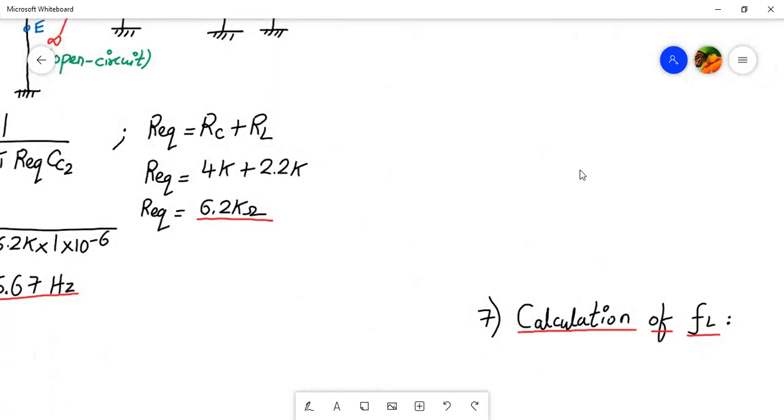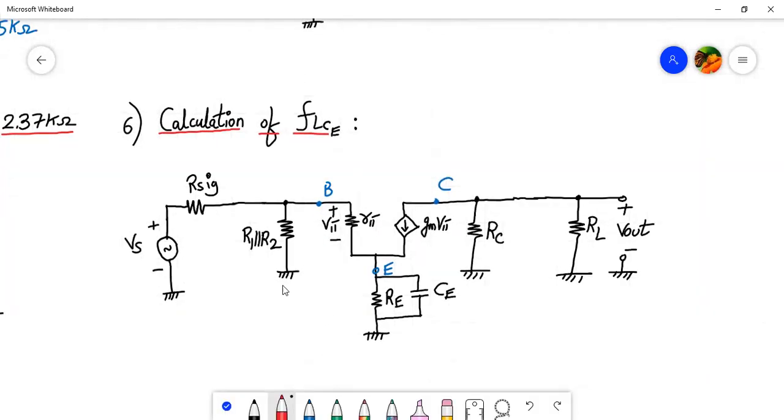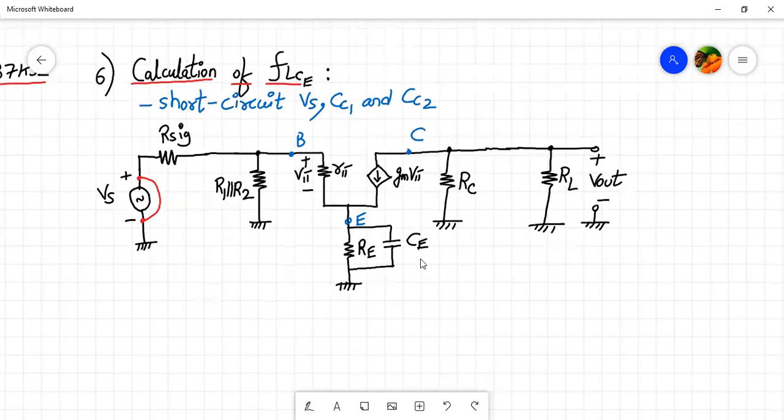Now let's turn our attention to the calculation of FL of CE. Now FL of CE was slightly complex, but we have managed it last time. So again here we have to short circuit VS. We have already done that. CC1 and CC2, so already it's been taken care of. Only the VS can be short circuited. Yeah, this is the low frequency small signal equivalent circuit for calculation of FL of CE.